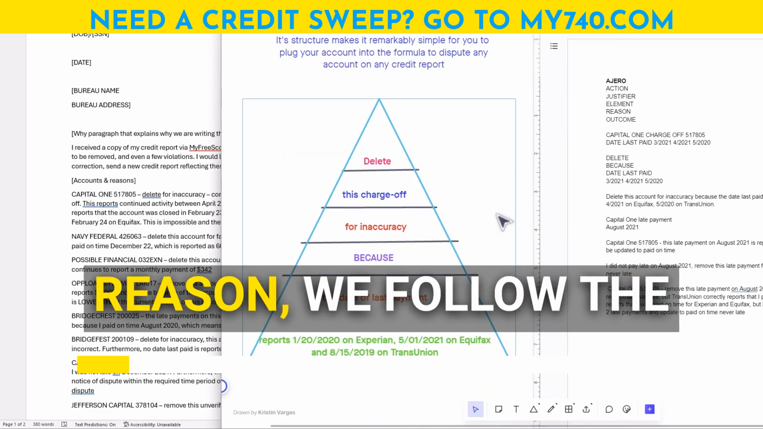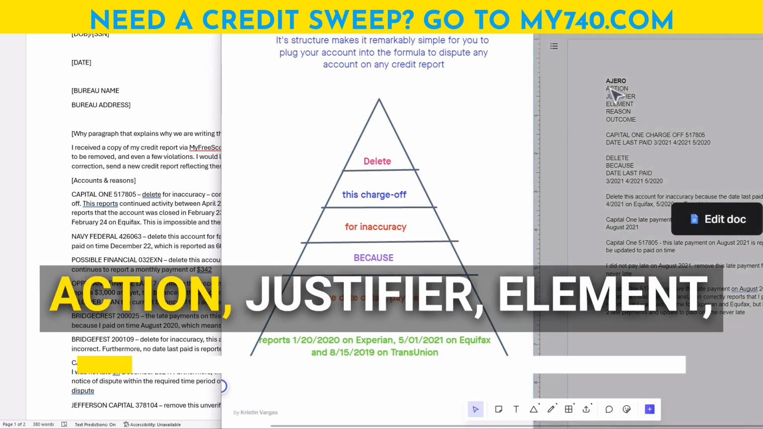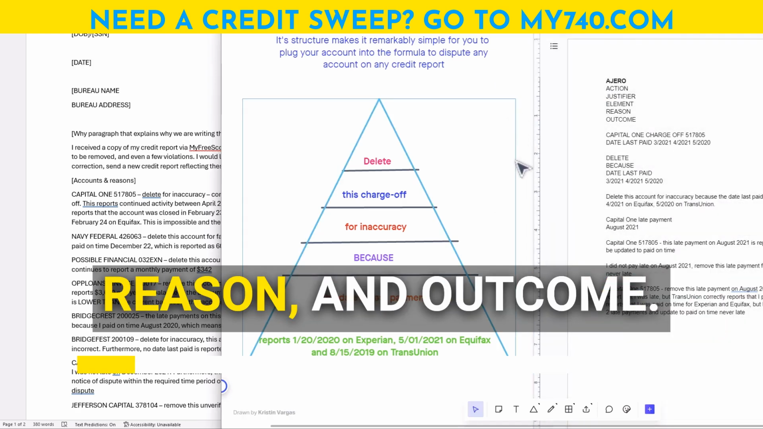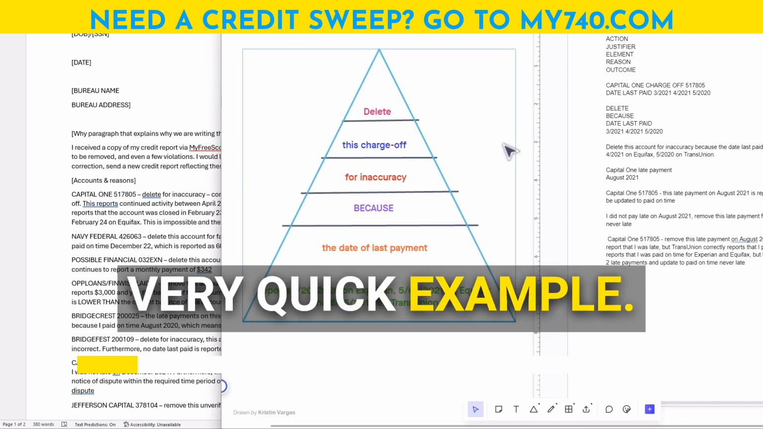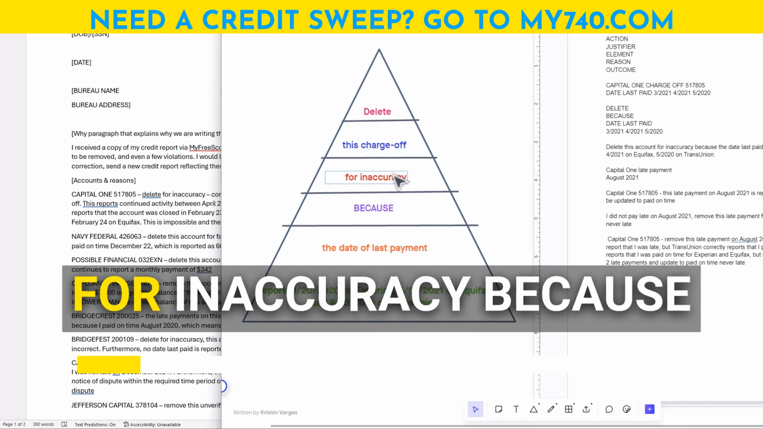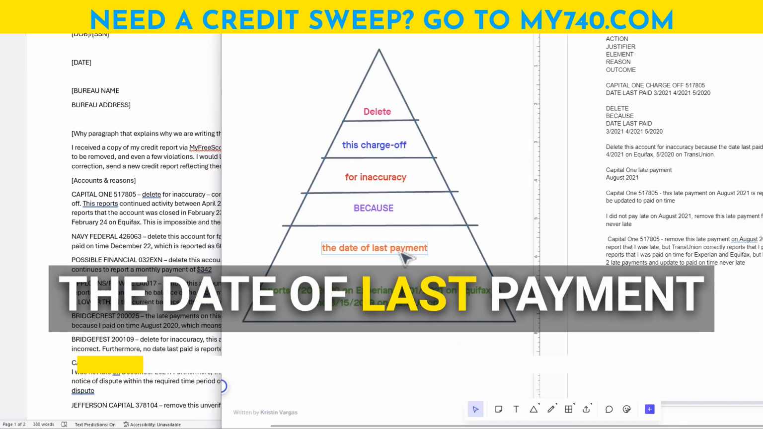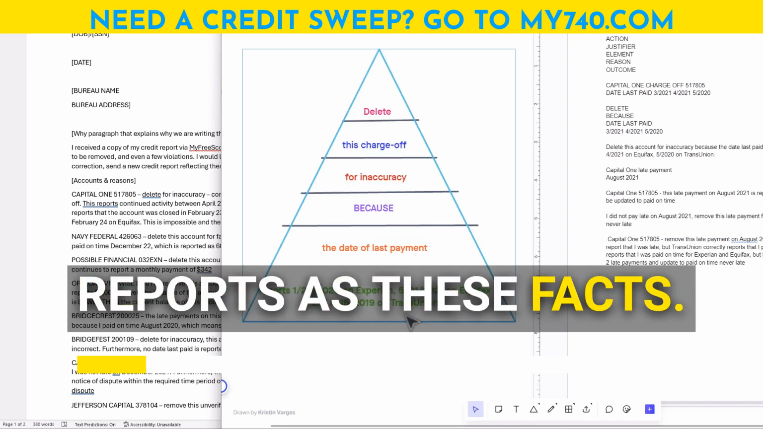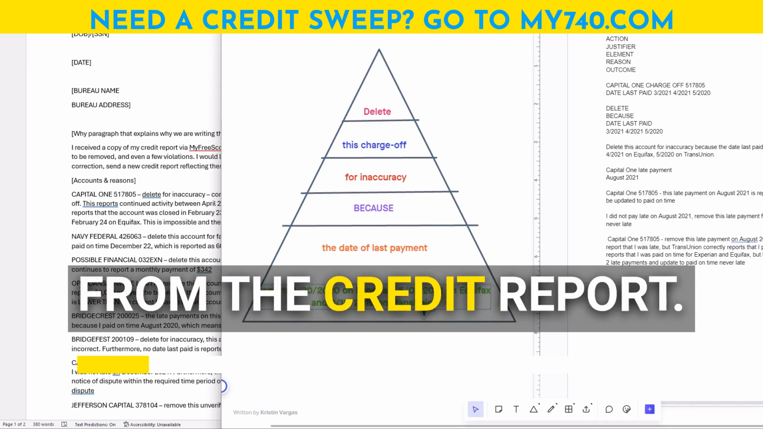As for your dispute reason, we follow the Agero formula, which is action, justifier, element, reason, and outcome. And here's just a very quick example. Delete this charge off for inaccuracy because the date of last payment reports as these facts, and we take these facts from the credit report.